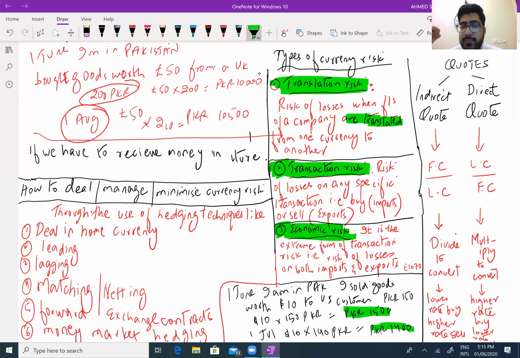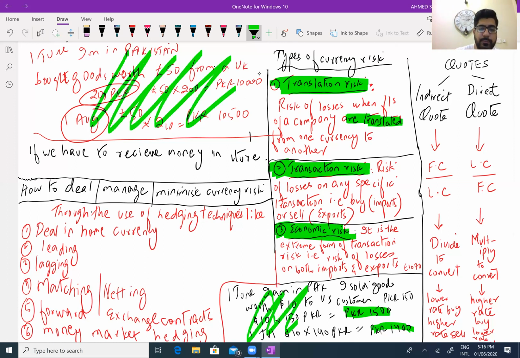This is translation risk. Transaction risk is a risk of losses on any specific transaction, that is buying, which is imports, or selling, that is exports. Now the examples I gave you were of transaction risk because you were suffering losses on a specific transaction. Either you were suffering loss on a buying transaction, imports, or a selling transaction, exports.